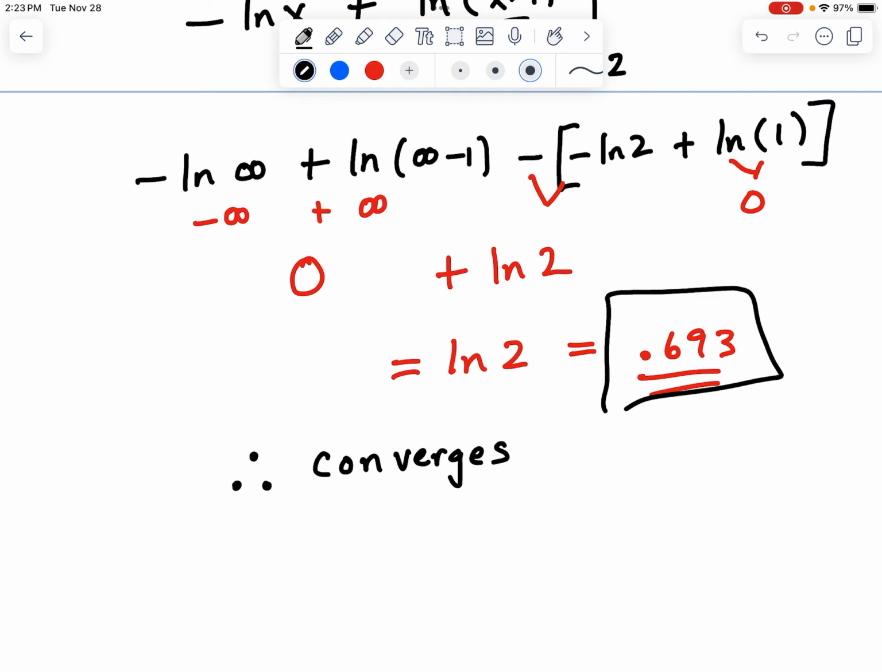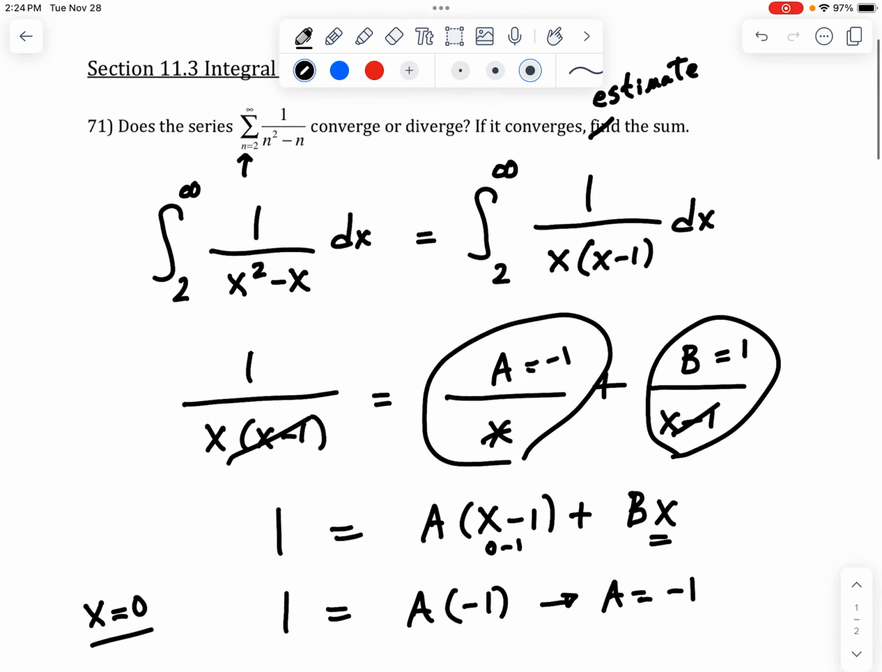So the next thing I'm going to do is use some sequence on the calculator. So go back to the original problem.